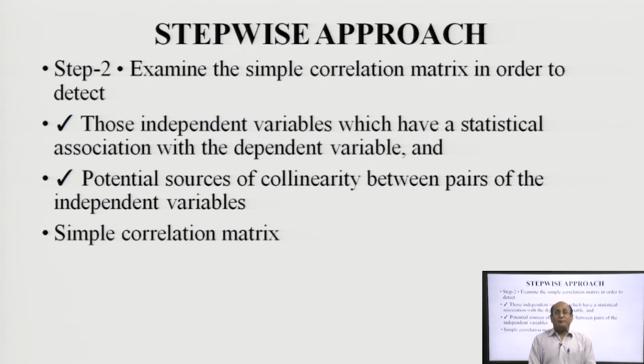Now, come to step 2, examine the sample correlation matrix in order to detect those independent variables which have a statistical association with the dependent variables and the potential sources of collinearity between the pairs of the independent variables. The simple correlation matrix is made.